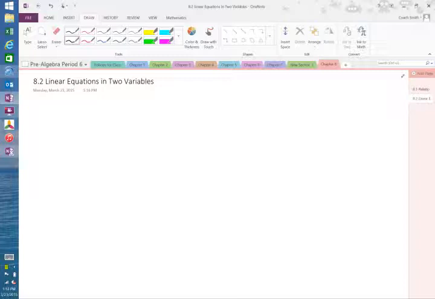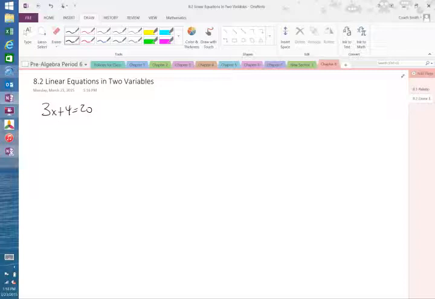All right, 8.2. Linear equations in two variables. Basically, we've talked about linear equations with one variable. Let me give you an example of one of those. That would be like 3x + 4 = 20. That's a linear equation in one variable.